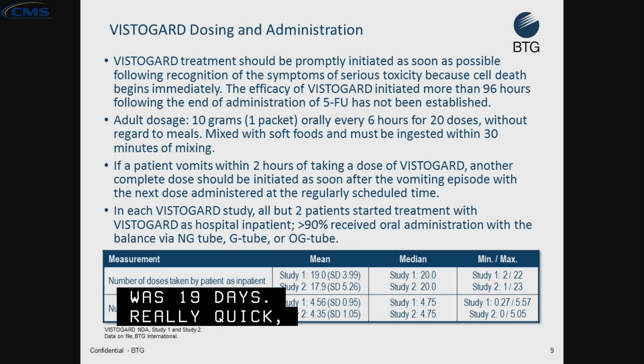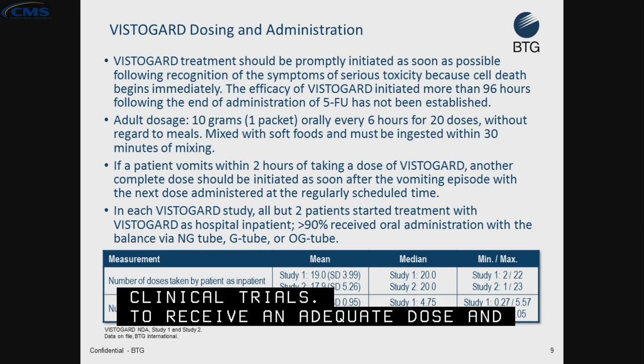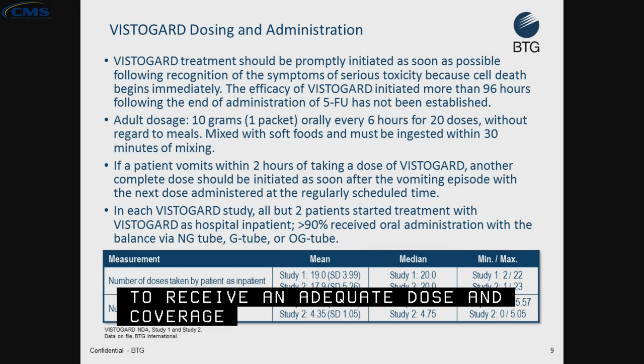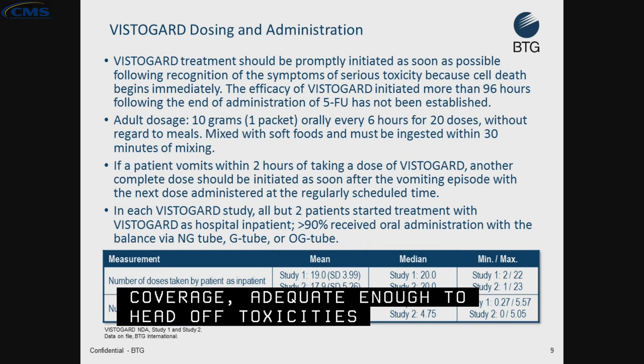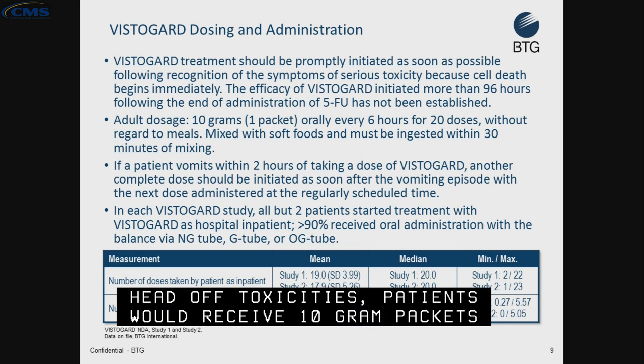To receive an adequate dose and coverage of VISTOGARD, adequate enough to head off toxicities, patients would receive a 10-gram packet orally every 6 hours for a total of 20 doses. So this comes out to about a 5-day dosing regimen.